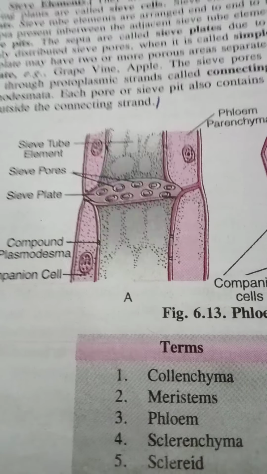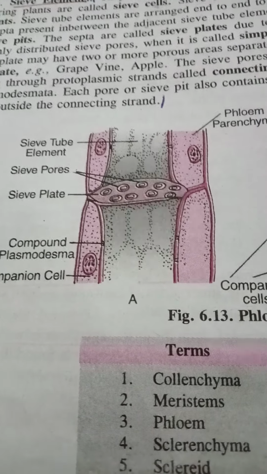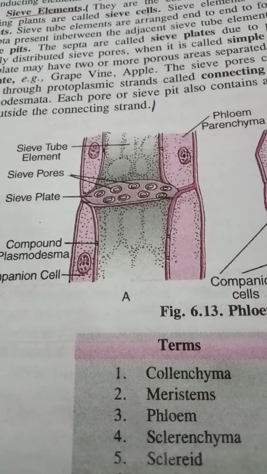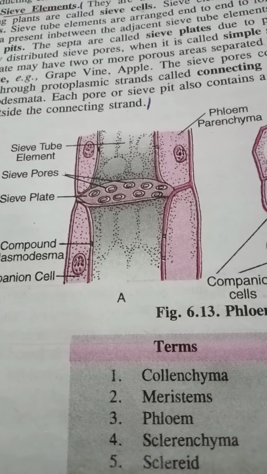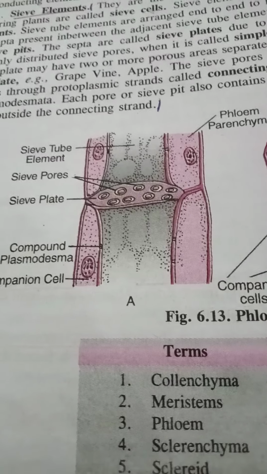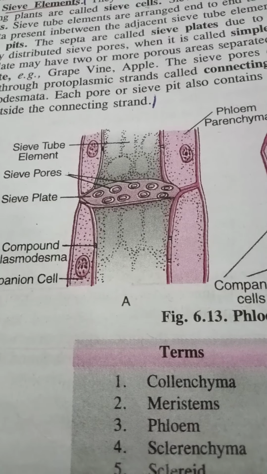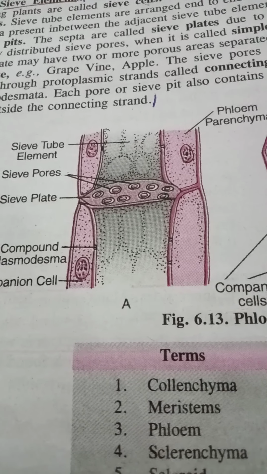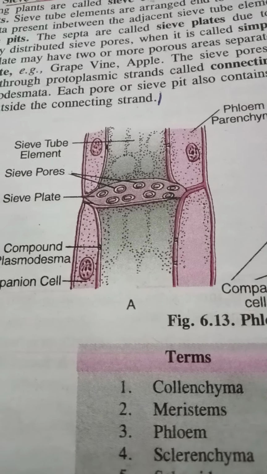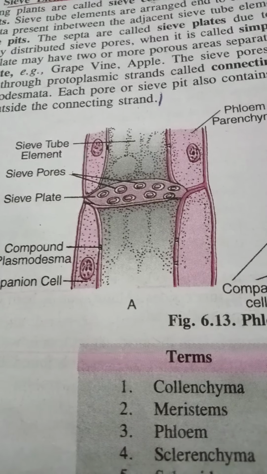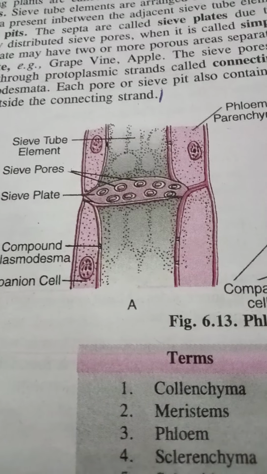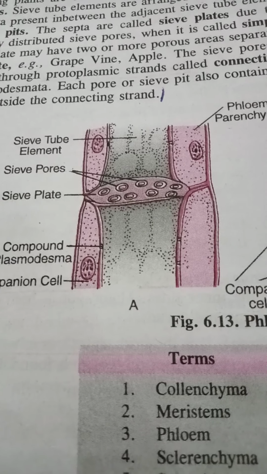Hello everyone. So welcome all of you to the next class, that is the next video on anatomy of flowering plant, and today in this video we are going to discuss about the phloem. Phloem, which is also known as bast, is the second complex permanent tissue of the vascular plants, which is mainly responsible for conduction of organic food.